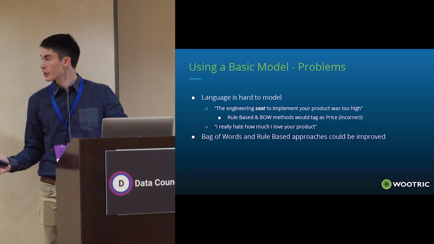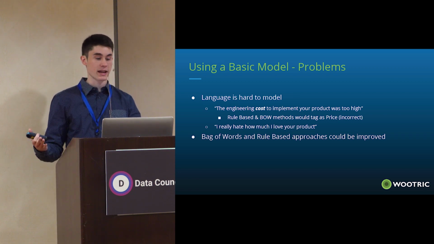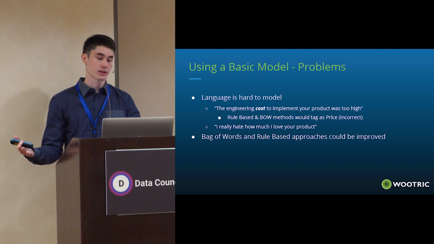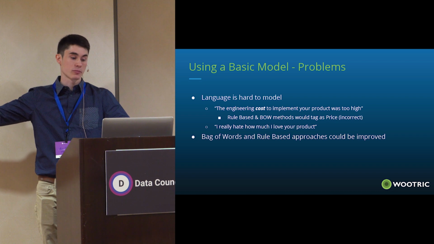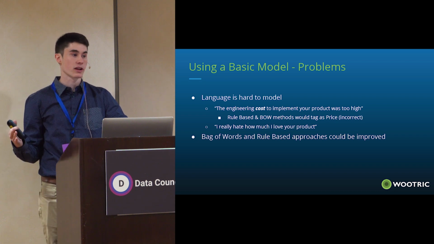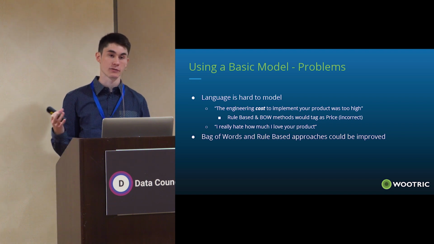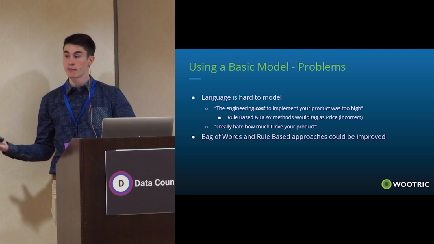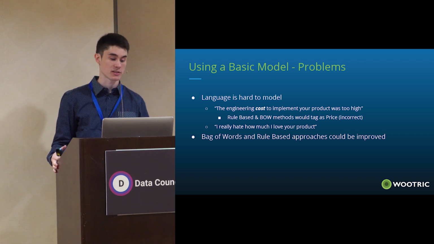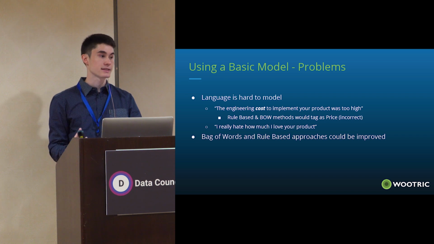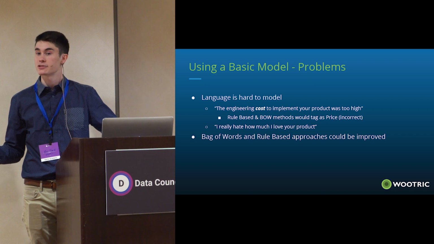You're here for an NLP talk. I'm sure you have encountered problems before where people say certain things that do not translate well to basic models. So for example, the engineering cost to implement your product was too high. People are talking more about manpower and less about actual pricing of your service. And so a bag of words method would mistakenly tag this as price when in fact it should be about something else. And this leads us to bag of words and rule-based methods can certainly be improved upon.